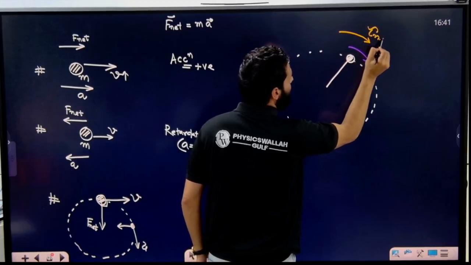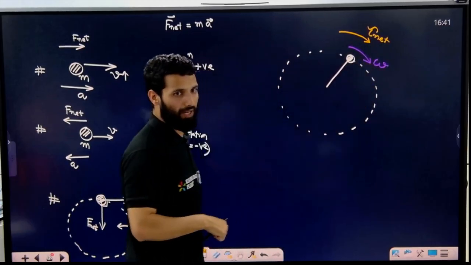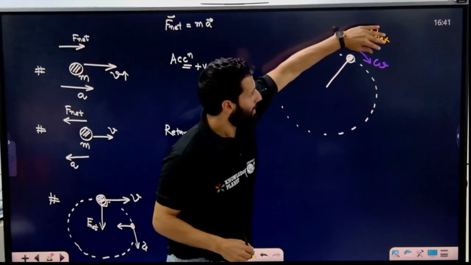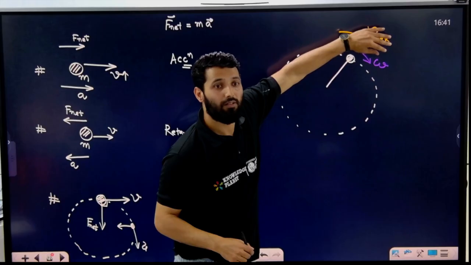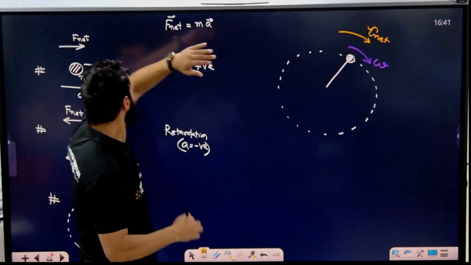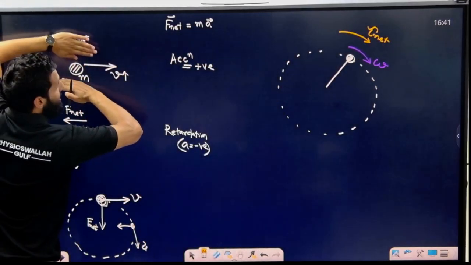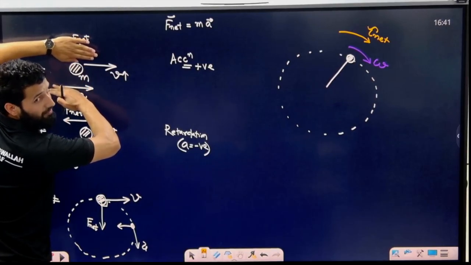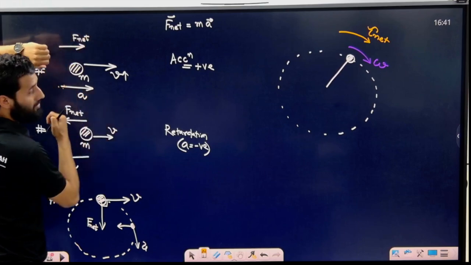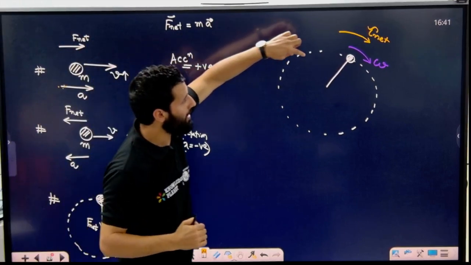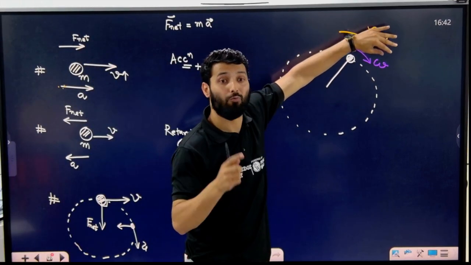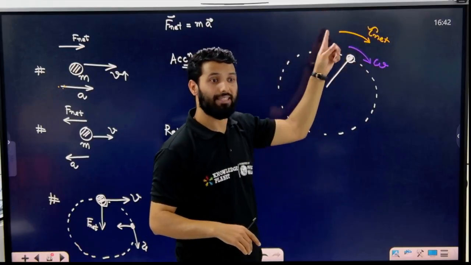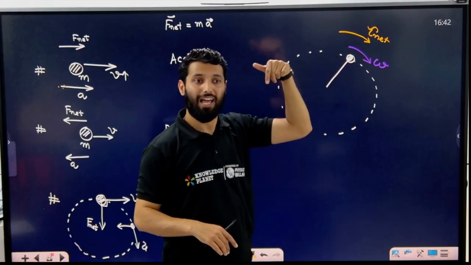Now, what if I provide the net torque in the same direction as that of omega? Will there be acceleration? If there was no torque, net torque was 0. What was the acceleration? 0. Alpha was 0. When there was no force, what was a? 0. What is a? v minus u divided by t. Final velocity and initial velocity are the same, so there will be no acceleration. Similarly here, there will be no angular acceleration if there is no torque. But if there is torque in the same direction as omega, alpha will be there.